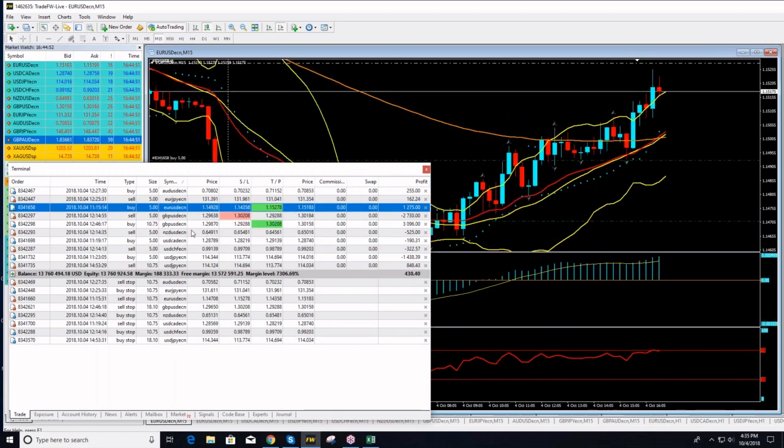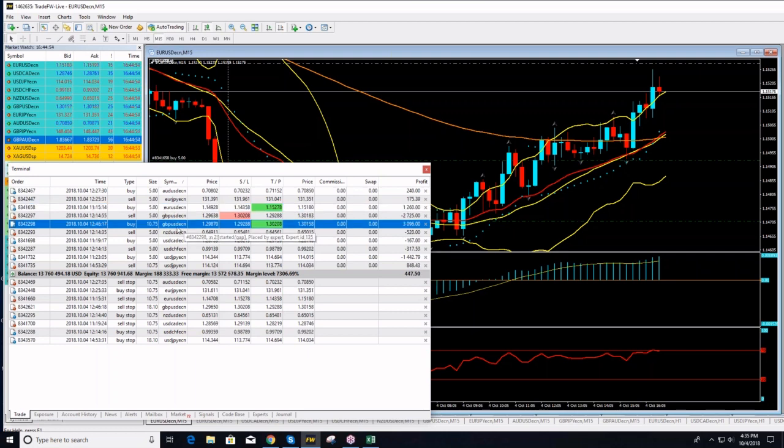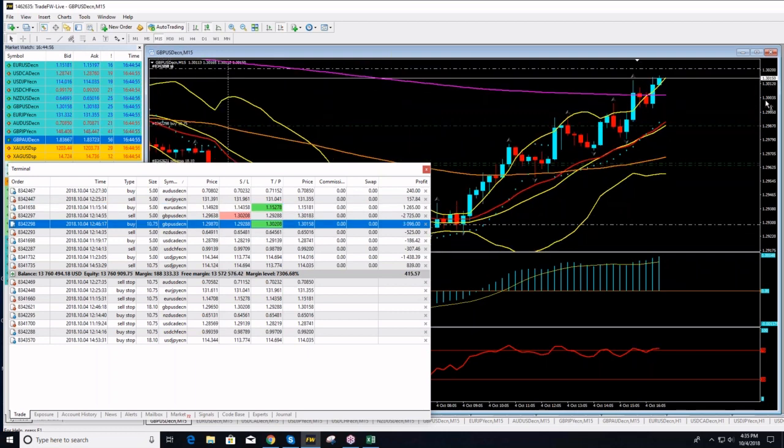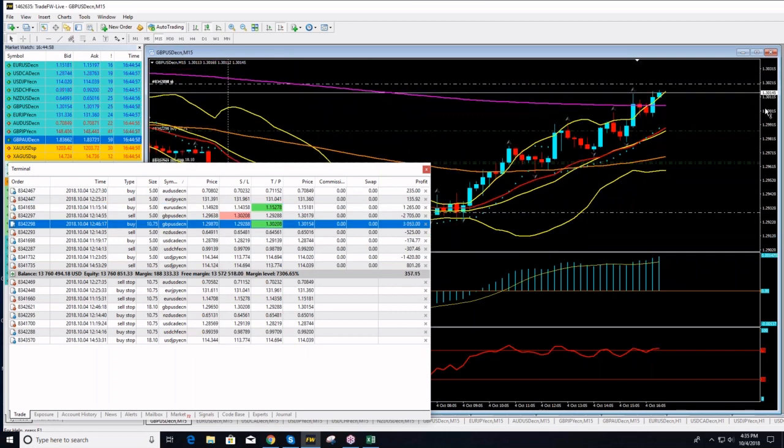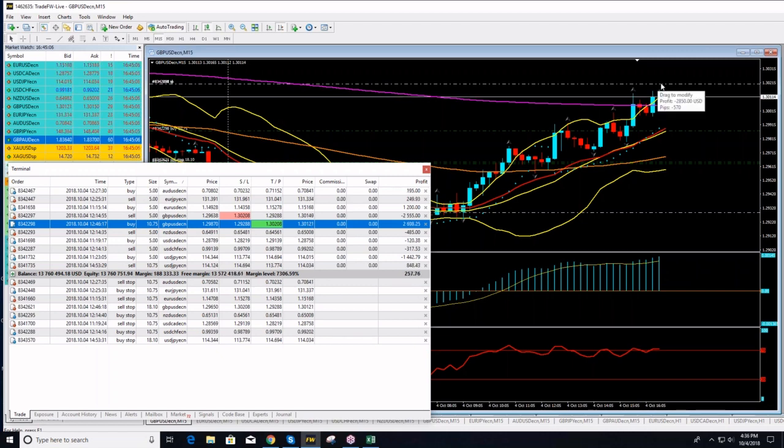Let's go straight to Euro USD. Euro dollar is getting ready to be triggered. Pound dollar is making also nice money. And let's see now our pound dollar position, how it will react. We are marginally close to hit our take profit. There it is, our take profit level, guys.